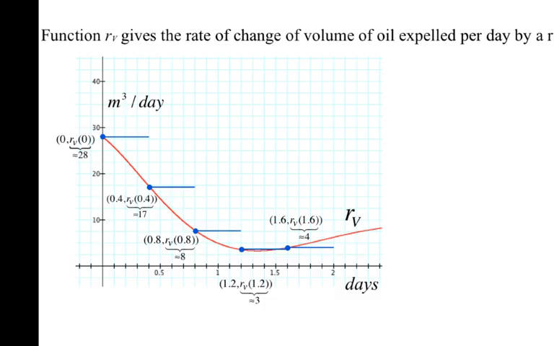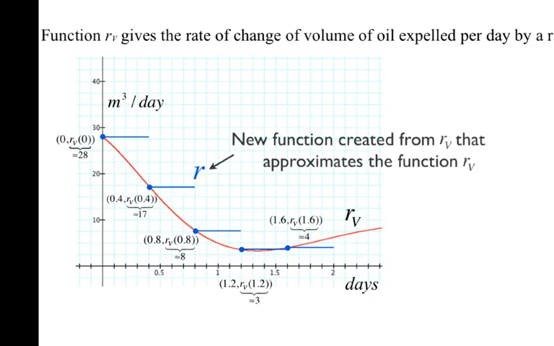We're going to chop up our rate function into big moments, so there's not so many of them. This blue function is a new function that's trying to be like R sub V. It's a pretend function trying to simulate the curve R sub V, and we're going to just call that plain old R. So what is R? R is the approximate rate of change function. It's a new function created from R sub V that approximates R sub V. It wants to be R sub V.